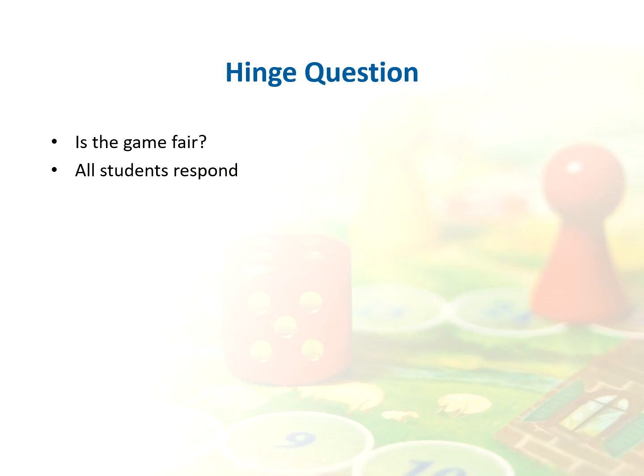At one point, I did pause and I asked a hinge question about whether the game was actually fair based on what we had seen so far. So instead of just calling on a few students, I had everyone respond using finger voting. This gave me a quick picture of how the entire class was thinking, not just the students who usually participate, right? And so that was important because sometimes the students who volunteer don't really represent what the rest of the class is thinking, which again is very common across many, many classrooms.